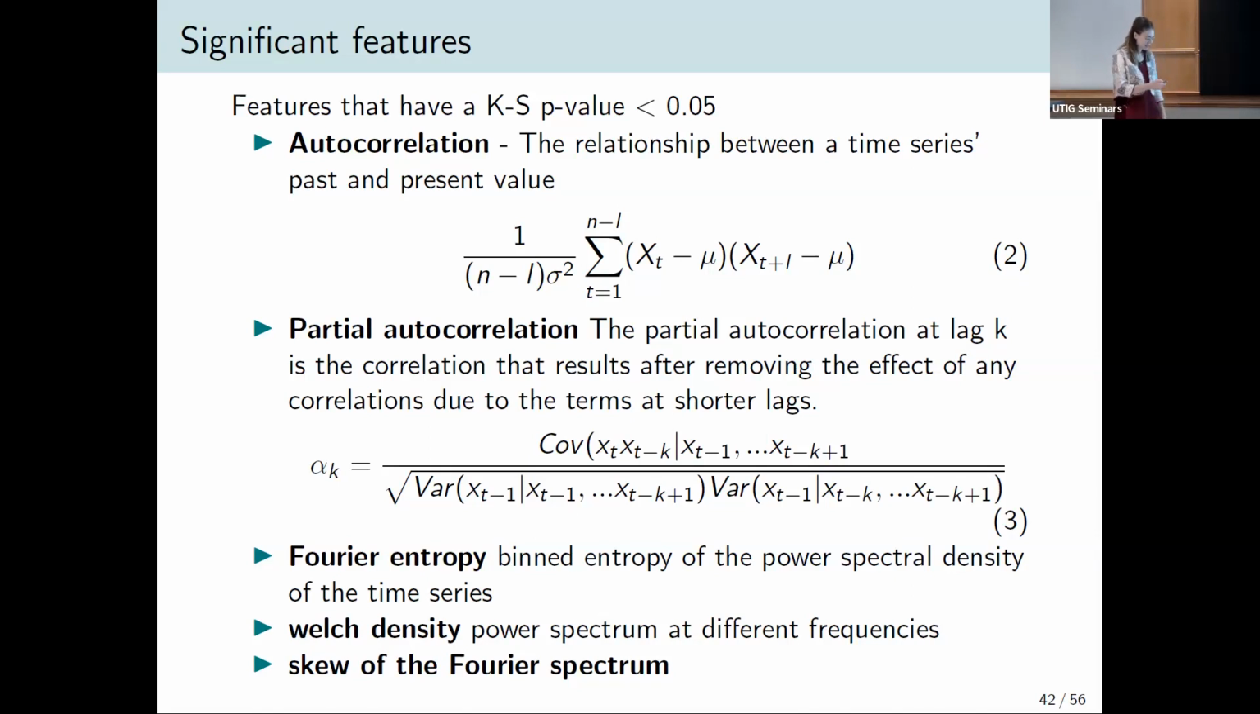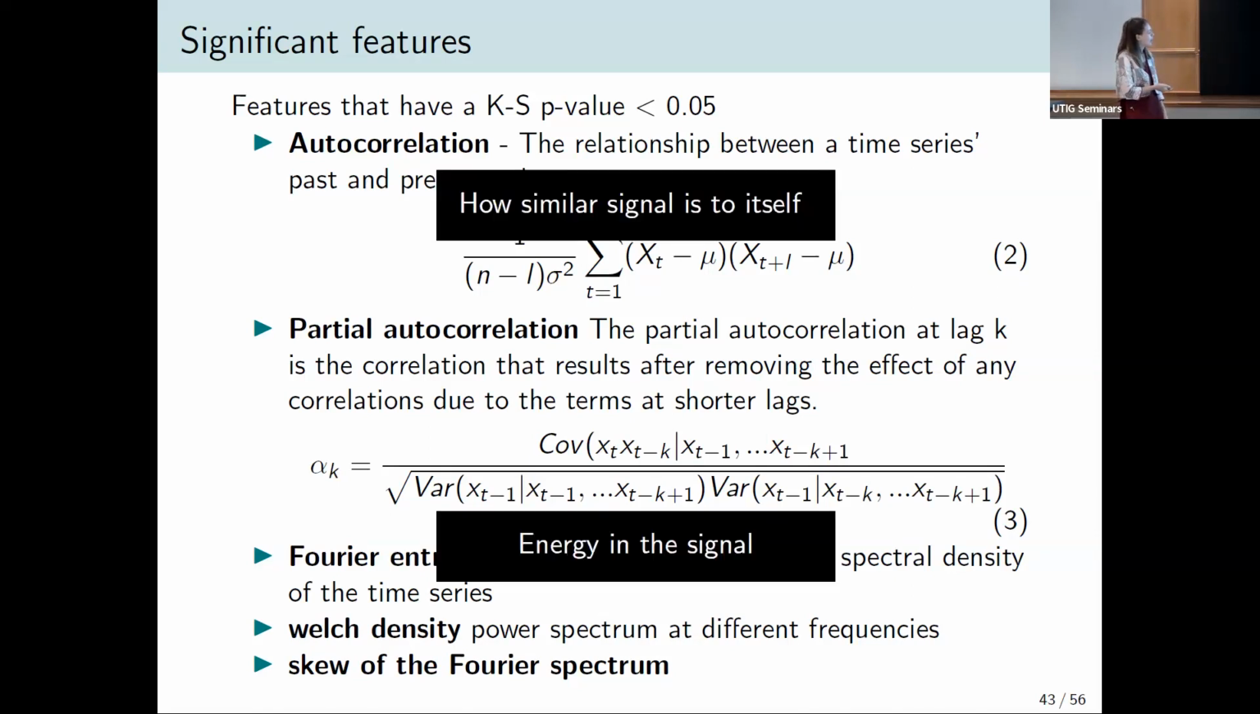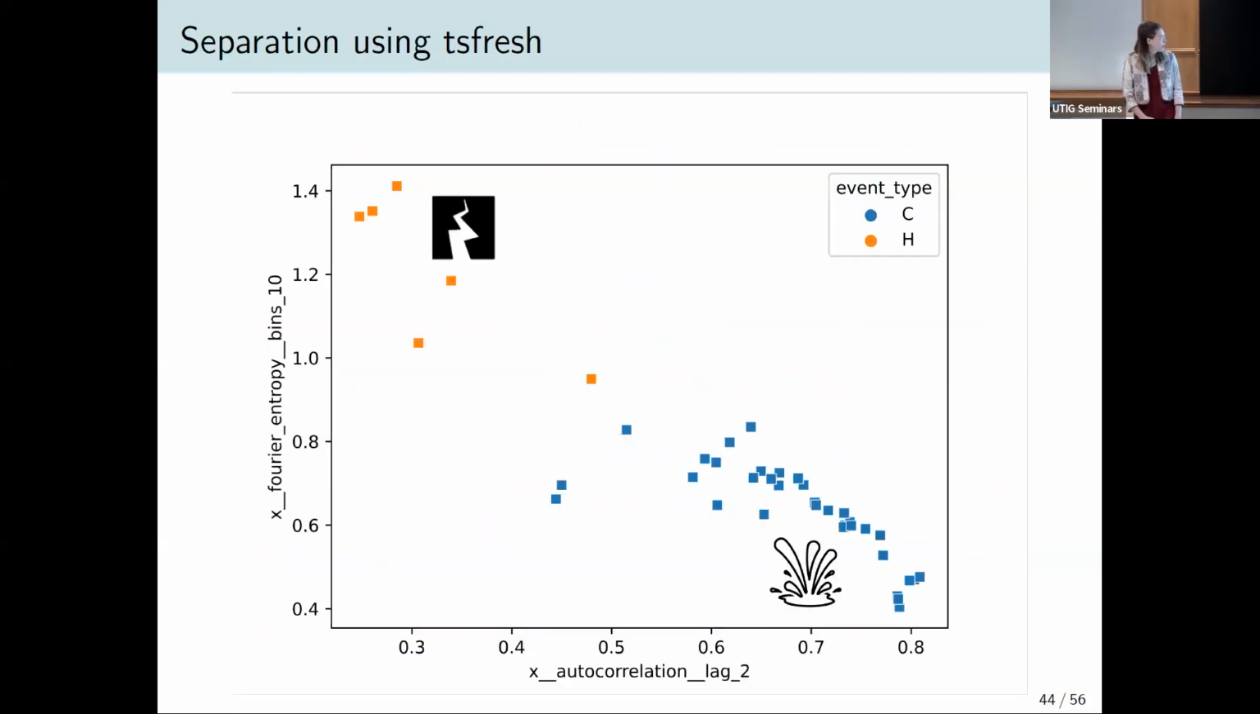This is a bunch of writing, but it can basically be summed down to features that describe how similar the signals are to themselves, so the autocorrelation, and then a bunch of features that describe the energy in the signal, which is actually very similar to what we were trying to get when we were looking at the probability distributions with the KL divergence. And so here I've just plotted an example of two of those features.